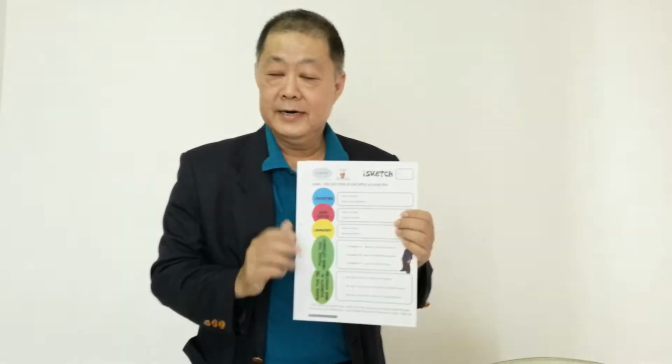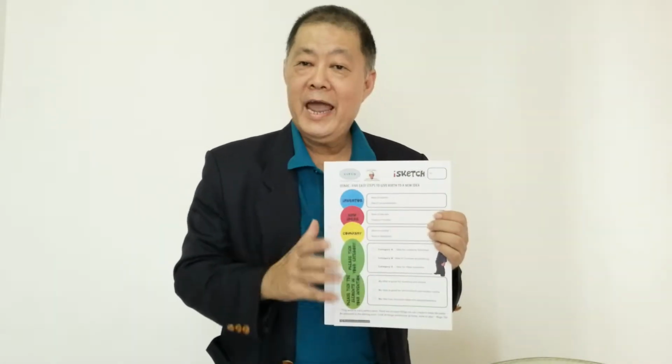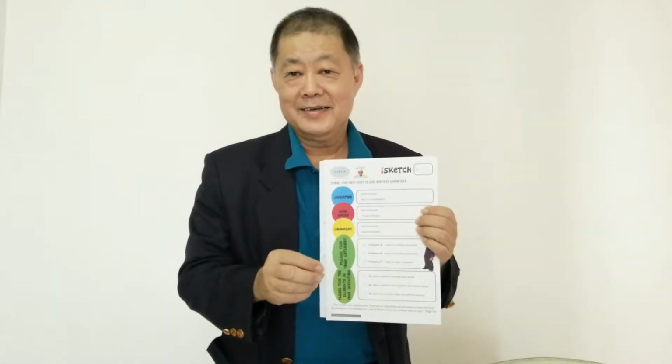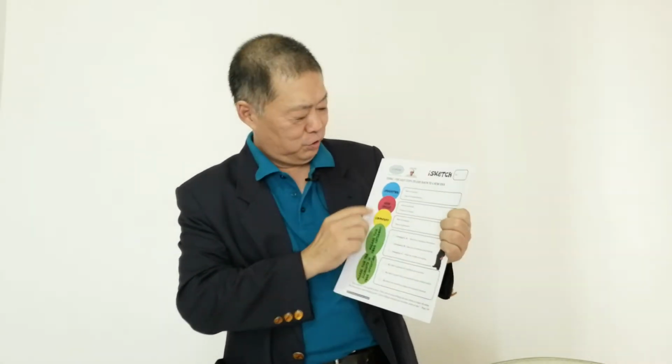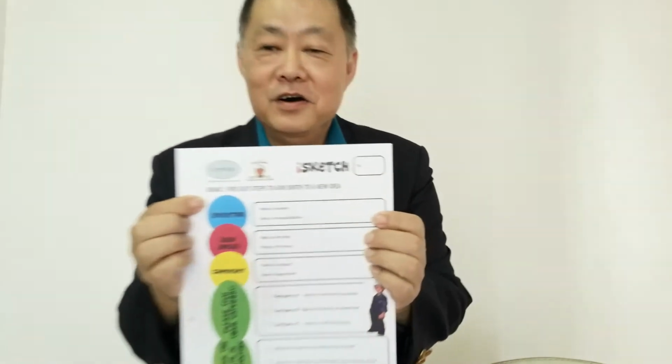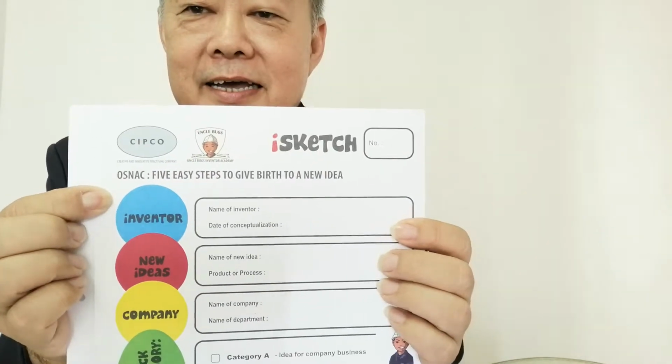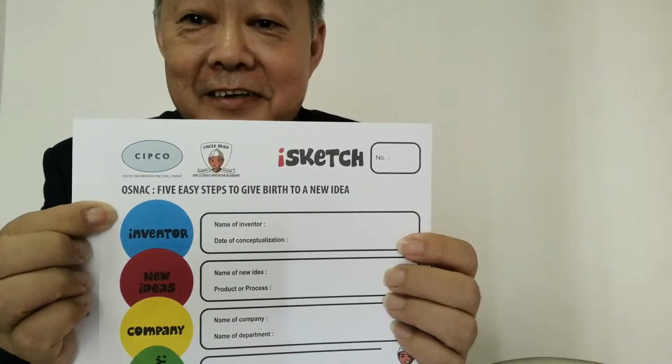I also want to tell you about the iSketch form. We have come up with a simple thinking formula. It's called OSNAC. I don't know whether you can see or not. Can you see OSNAC? OSNAC is a five-step simple way. So we begin with O. O is observation.